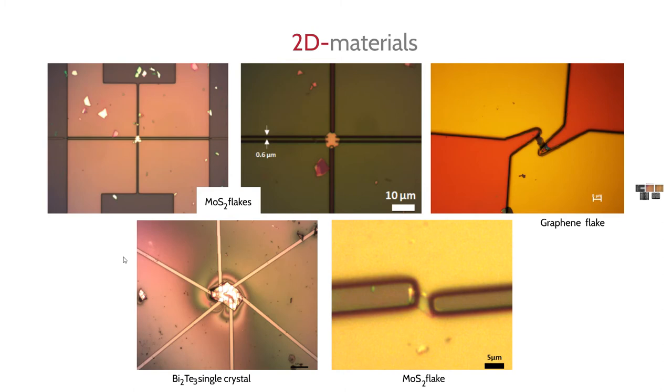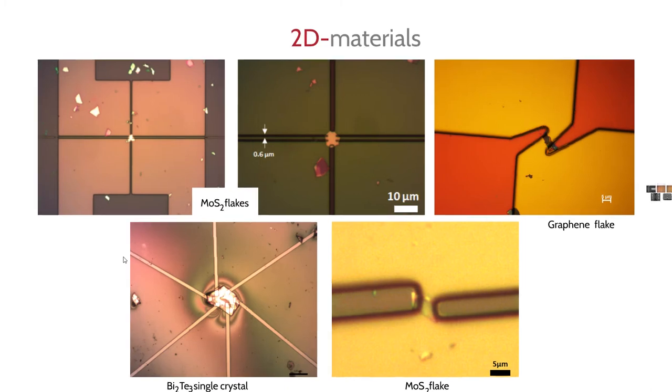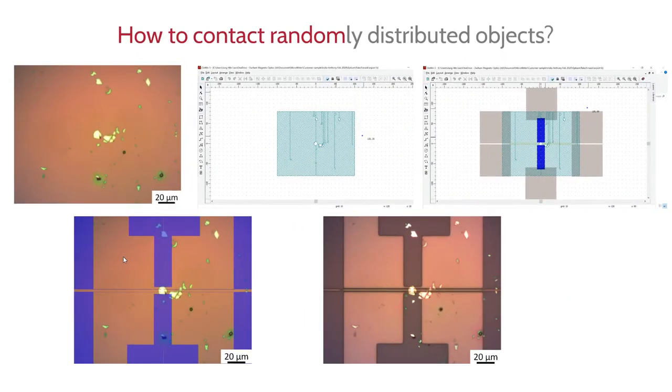The random distribution is inherent to the process by which the flakes are transferred to the silicon chip, typically by exfoliation using regular sellotape. And this random distribution cannot be avoided. So let me show you briefly how the MicroWriter can be used to contact such flakes.